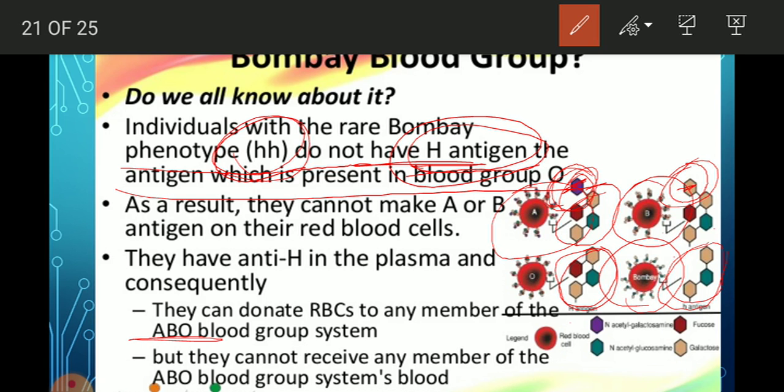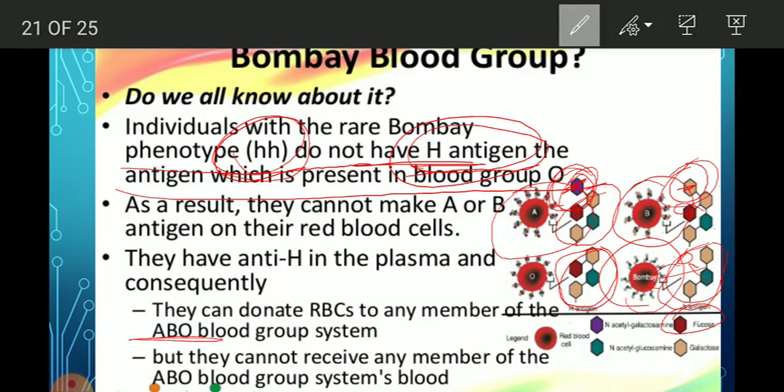So A and B attachment depends upon what? H antigen. So fucose, that is the sugar that is very important for the H antigen to attach with A and B, or to attach to the red blood cells. So that is very important. If it is not present, it means H antigen is useless. So we can see that the small h phenotype is present, and there is blood group.